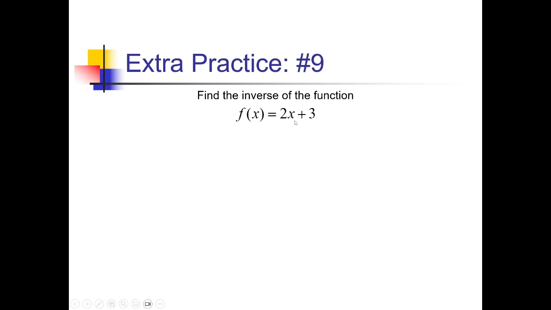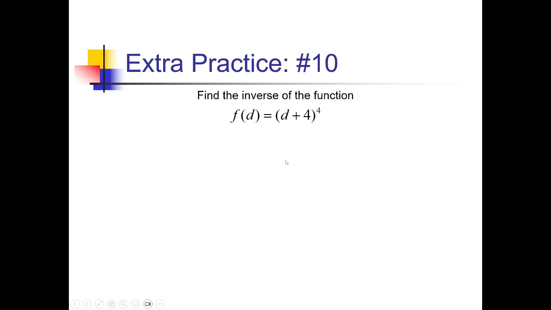For number 9, we've got a line in mx plus b form. This will definitely pass the horizontal line test. So switching input and output, I'll write x equals 2y plus 3. Subtract the 3, and then to get y by itself, divide by 2. So f inverse of x equals x minus 3 over 2.